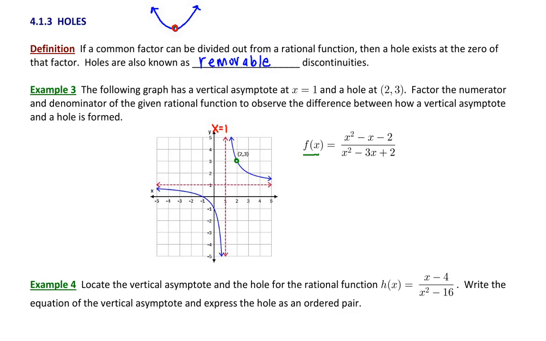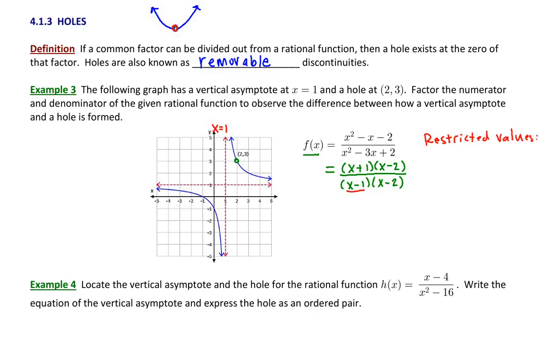So f of x gives us the equation of the graph. It's the ratio of two quadratic polynomials. So in order to examine the difference between the vertical asymptote and the hole, we need the constituent factors of both the numerator and the denominator. So observe, the numerator would factor as (x + 1)(x − 2), and the denominator would factor as (x − 1)(x − 2). Because there are two factors in the denominator, we can see that we're going to have two restricted values.